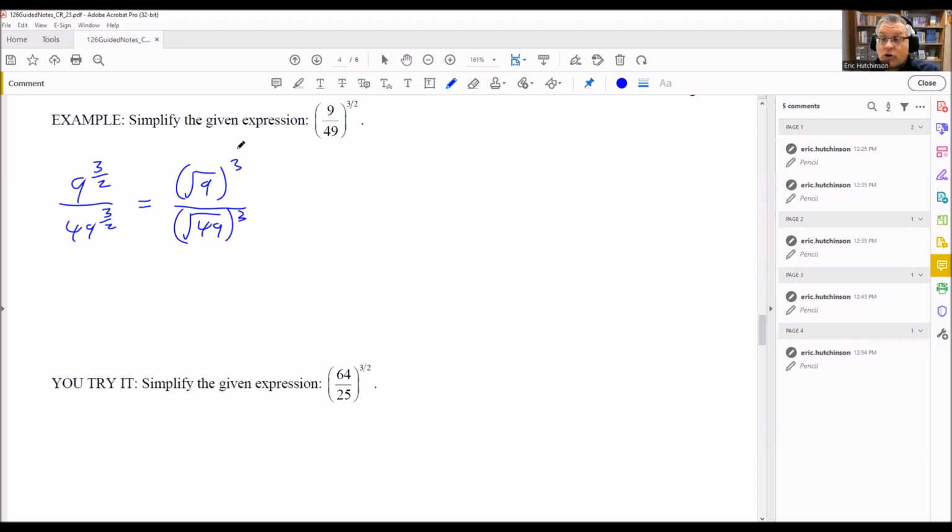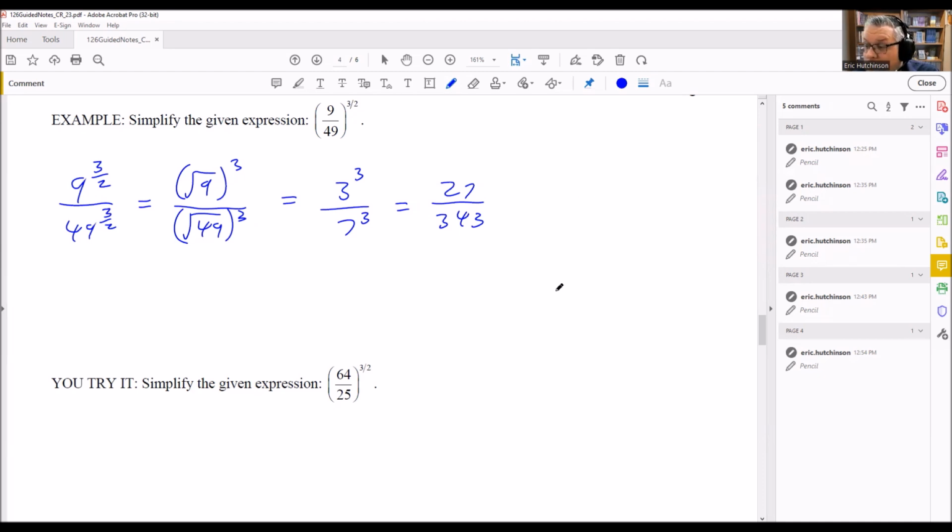So now we're just going to work with the inside of the parentheses. We'll take those square roots first. So we have 3 cubed there. And then this is going to be 7 cubed down below here, when the square root of 49 becomes 7. Well, then you get a 27 on top, and then you have 343 on the bottom, and that's how you would evaluate something like that.